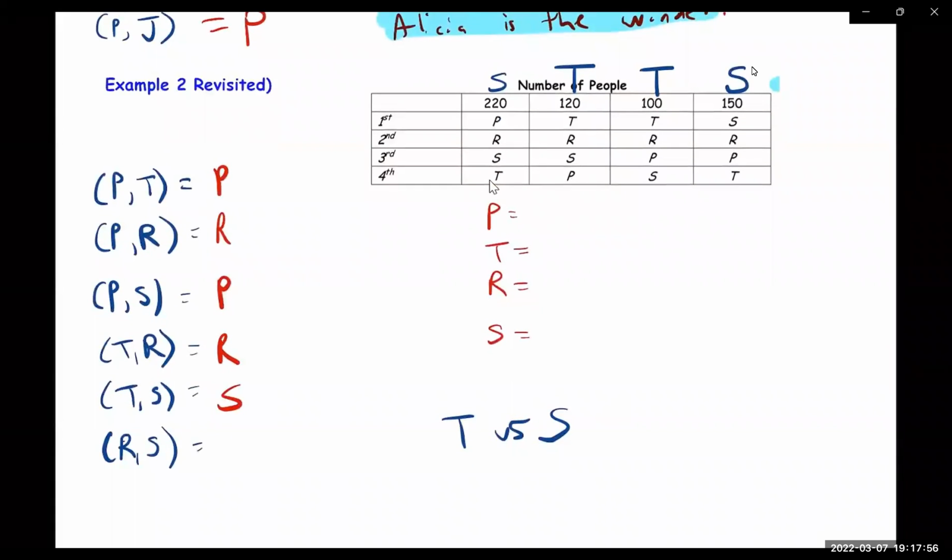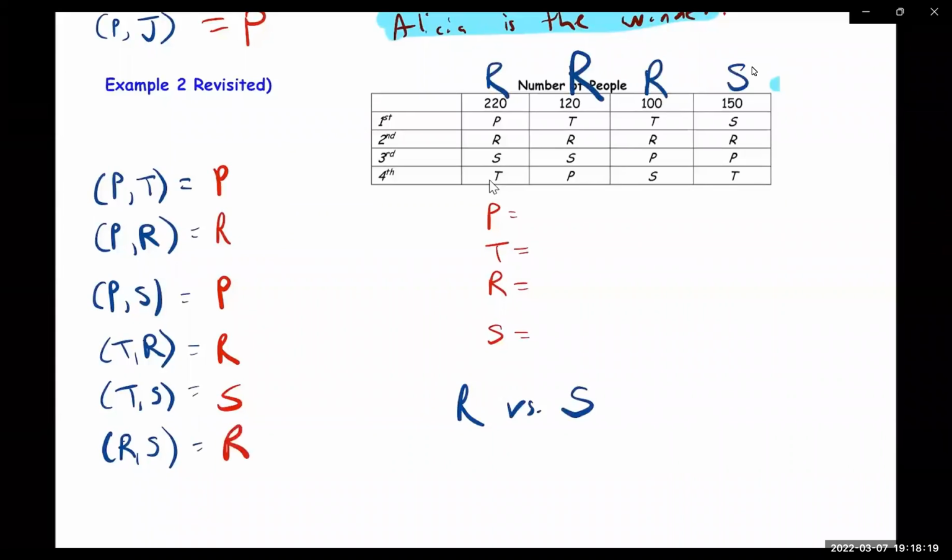All right, now we've got R versus S. Who wins the first one? R. R again, right? R and then S. So it looks like R wins big time.